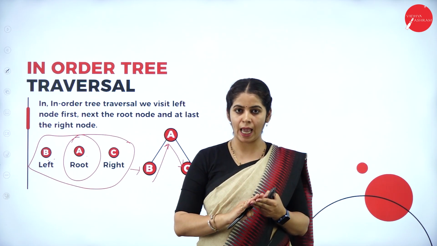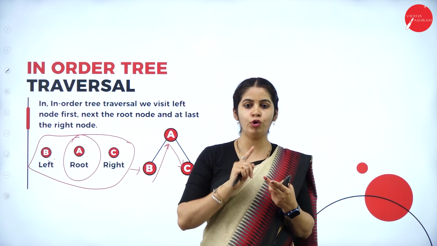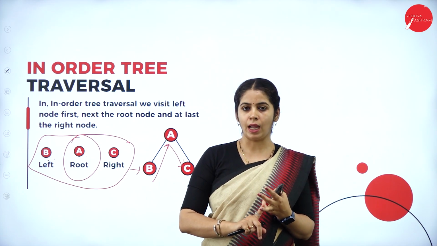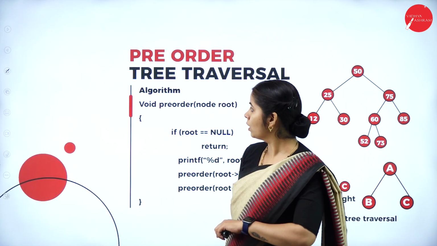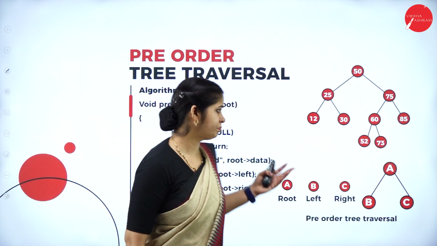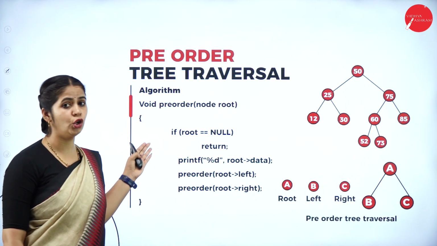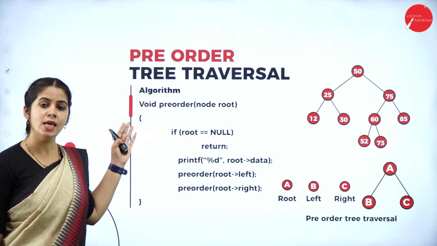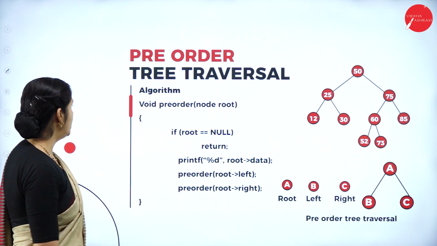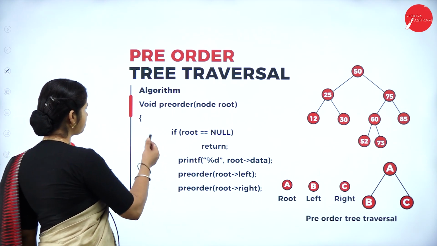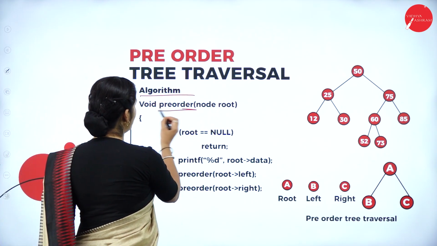Root has to come at the end. In-order: left, root and then the right. So that is the in-order tree traversal sequence. Let us see how we can write the C code for pre-order, post-order and in-order tree traversal. Let us consider the algorithm for how we can write it for pre-order.